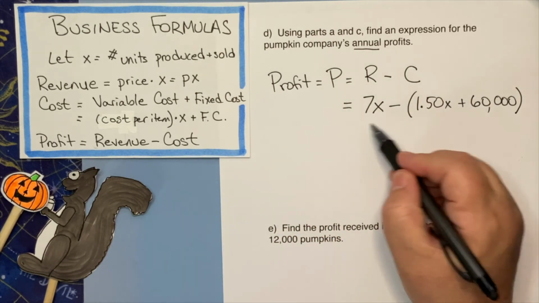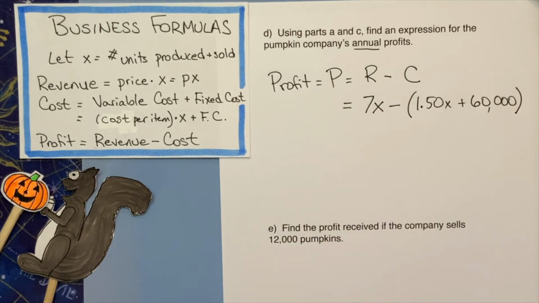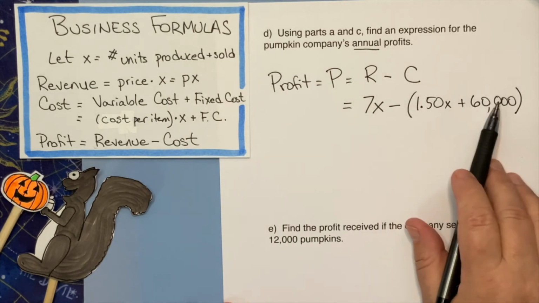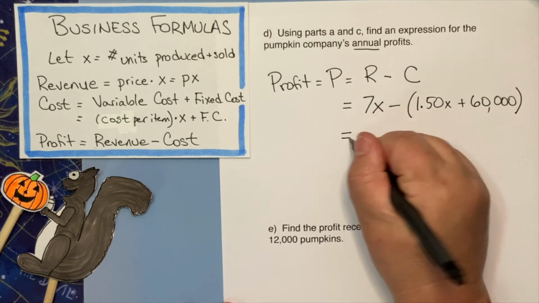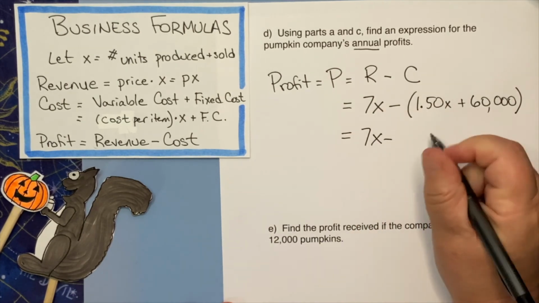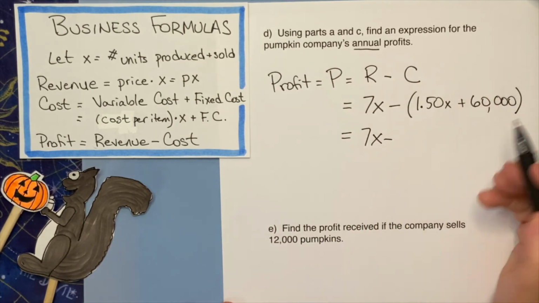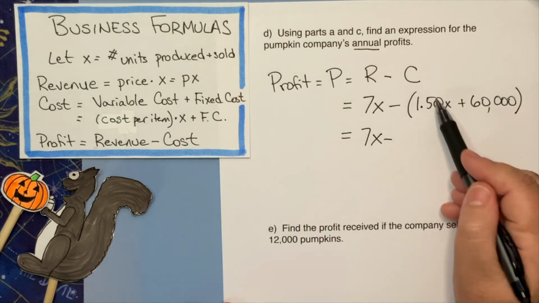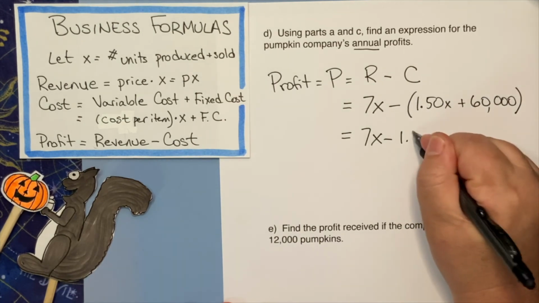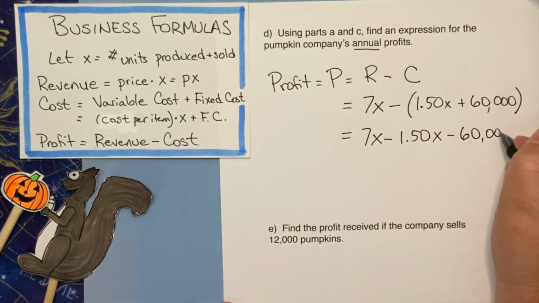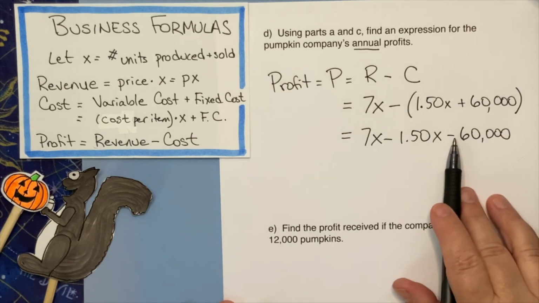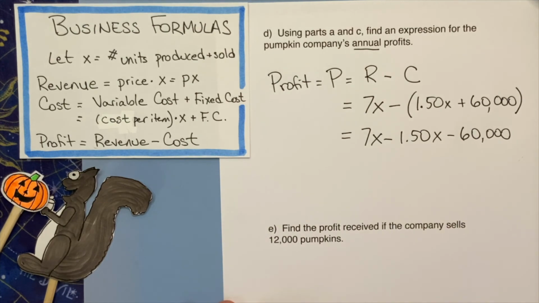If you want, you could put the revenue in parentheses too. That will not change it. But if you have two terms following a subtraction, make sure you're very careful. In the end, what's going to happen is that minus, or the -1, depending on your perspective, distributes through, and we've got minus 150x minus 60,000. No one's giving us $60,000, right? So this 60,000 comes out of our $7 per pumpkin.